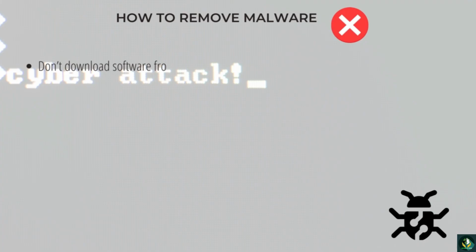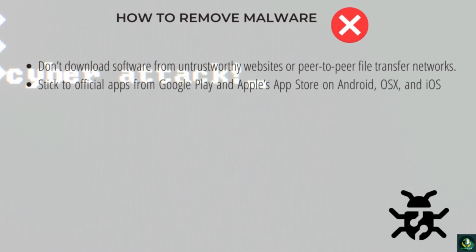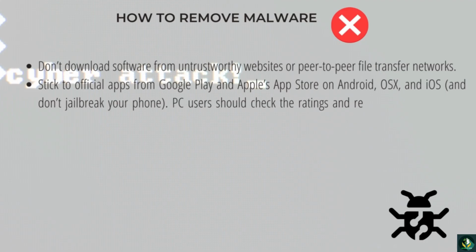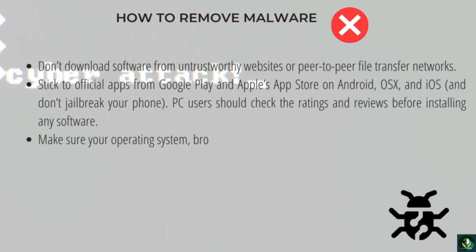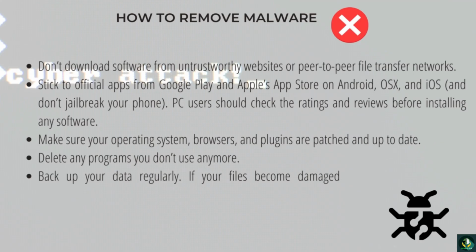6. Don't download software from untrustworthy websites or peer-to-peer file transfer networks. 7. Stick to official apps from Google Play and Apple's App Store on Android, OS X, and iOS, and don't jailbreak your phone. PC users should check the ratings and reviews before installing any software. 8. Make sure your operating system, browsers, and plugins are patched and up to date. 9. Delete any programs you don't use anymore. 10. Back up your data regularly. If your files become damaged, encrypted, or otherwise unacceptable, you'll be covered.